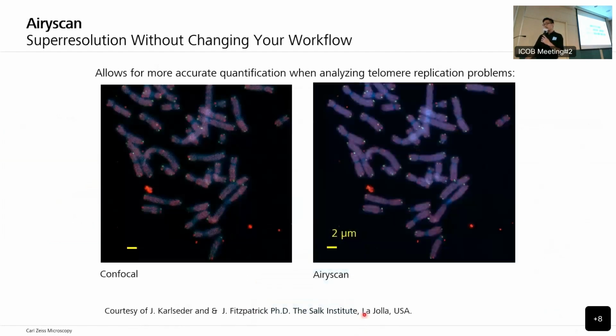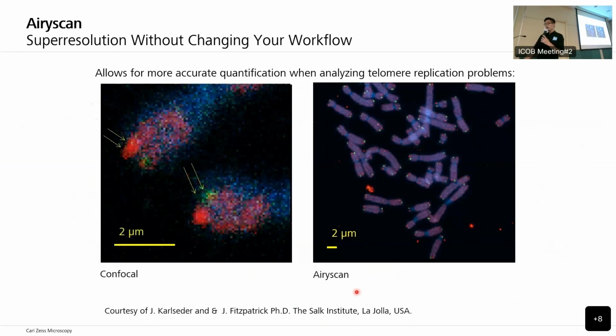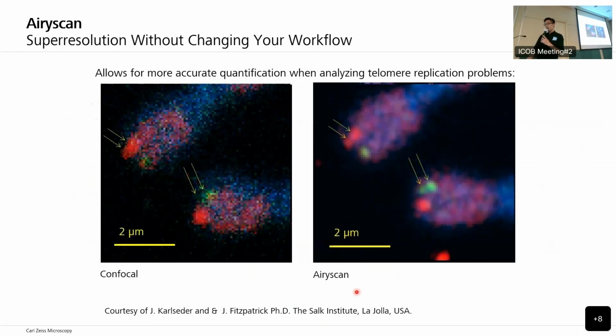For the conventional photomultiplier detector, this is the image on the left-hand side. This one is acquired by the conventional detector, the PMT. And the image on the right is acquired by the newer type of detector. It's called the Airyscan. So let's compare the details by enlarging the image.